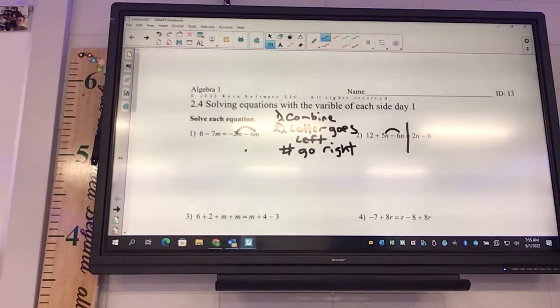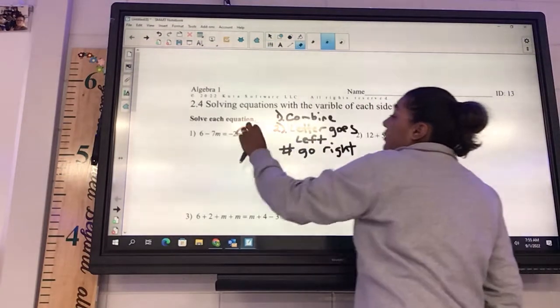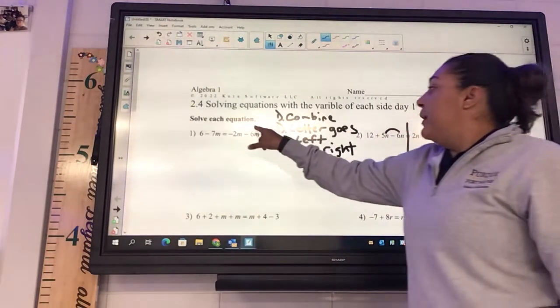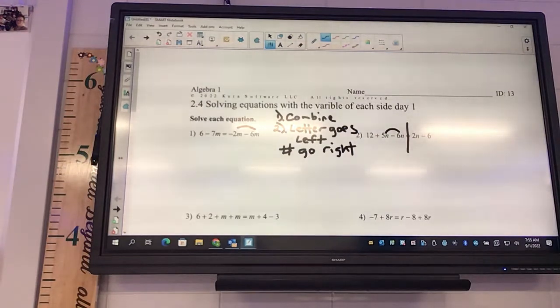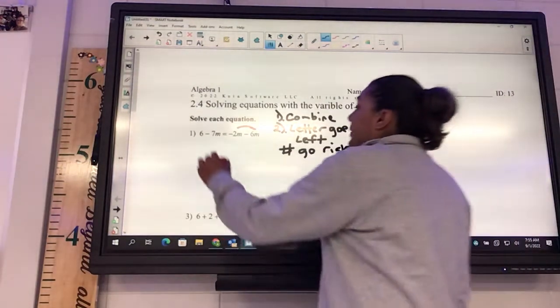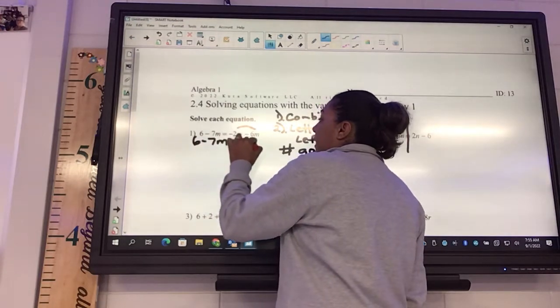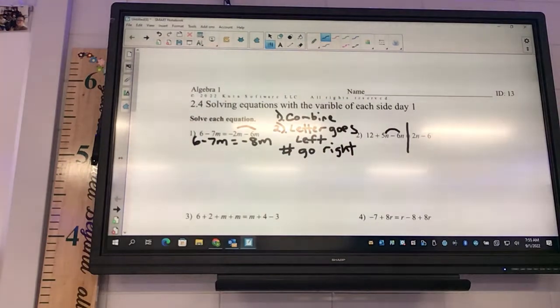Okay, so our first step is gonna be to combine, and I bet I did not leave enough room, so I apologize, but we can combine these two. What is -2 minus 6? -8. So we're going to have 6 minus 7m equals -8m. Okay, so we've combined all our stuff.